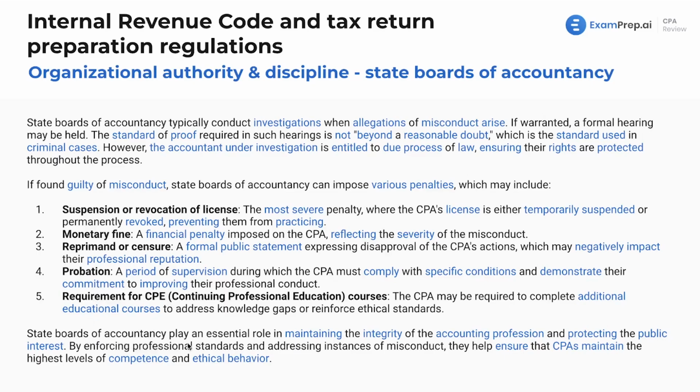State boards of accountancy play an essential role in maintaining the integrity of the whole profession and protecting the public interest, because that's what we're here for. I mean, hopefully, as accountants, we're here for the public interest. By enforcing professional standards and addressing instances of misconduct, they help ensure the CPAs maintain the highest level of competence and ethical behavior. A lot of overlap with the audit exam as well. A lot of ethics and how you should behave as an accountant will be on most of the exams.